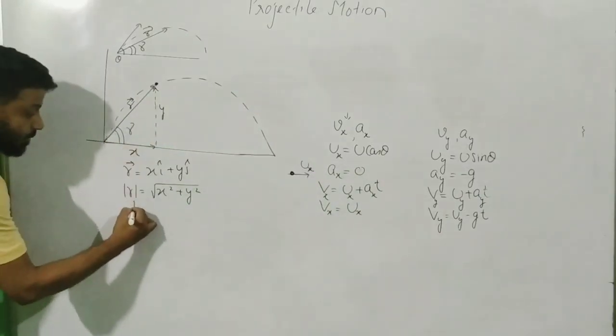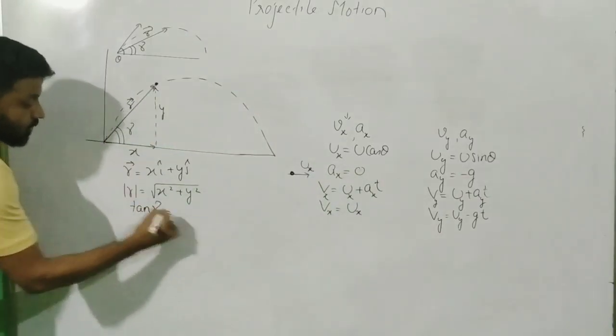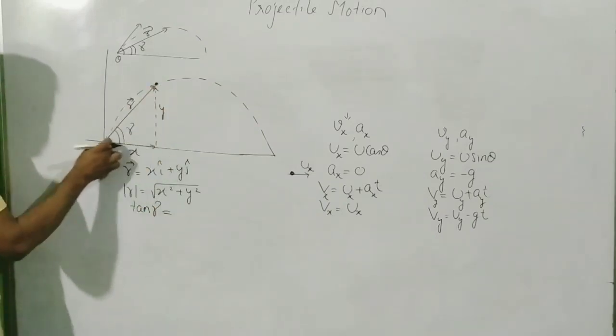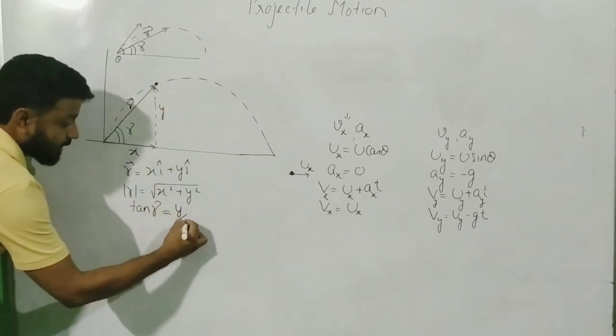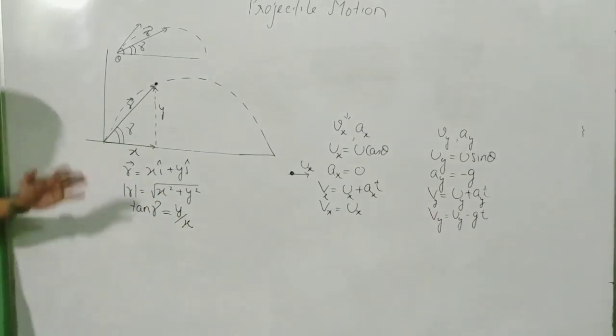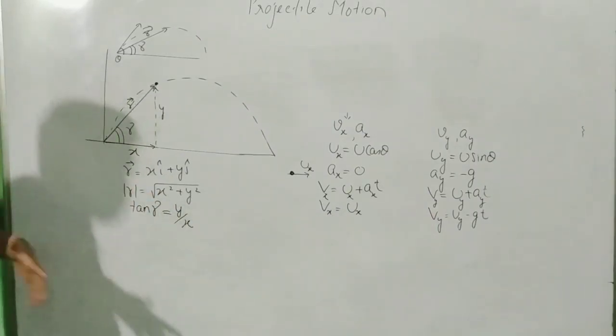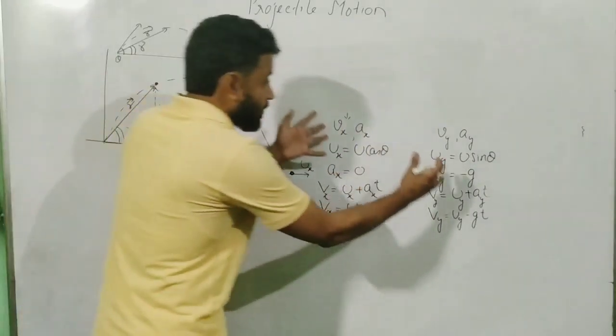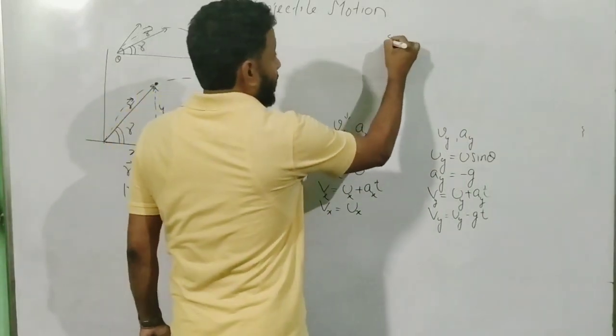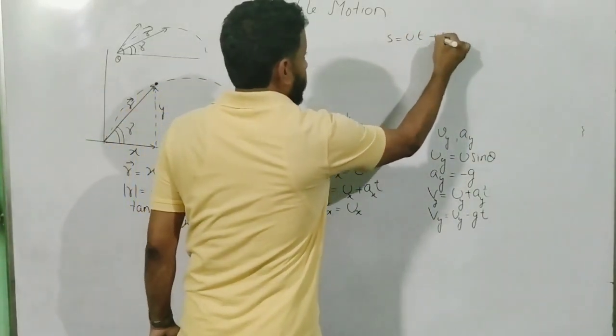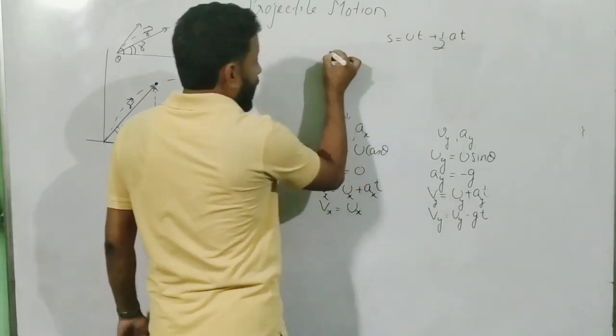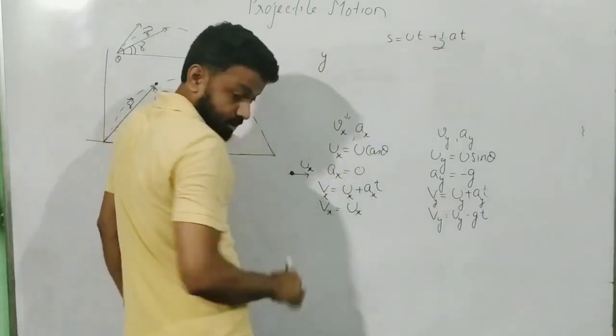How will you find tan gamma? Tan gamma will be equal to perpendicular by base, that is y by x. Now the question is how we are finding y and how we are going to find the value of x. Rely on this concept again. Remember the formula s equal to ut plus half at square. So I am going to use this for y here. This is x part.